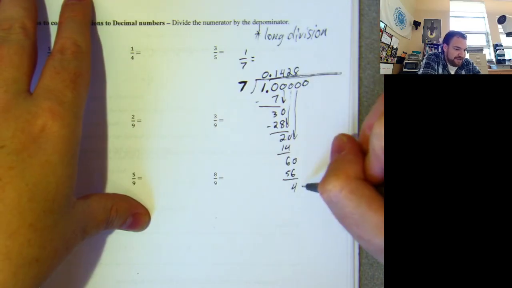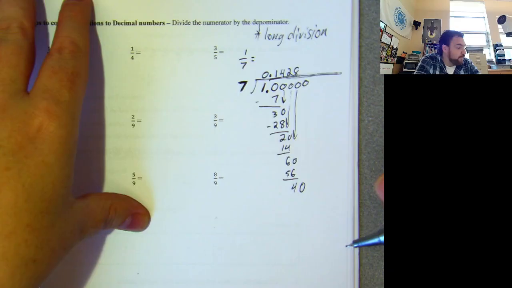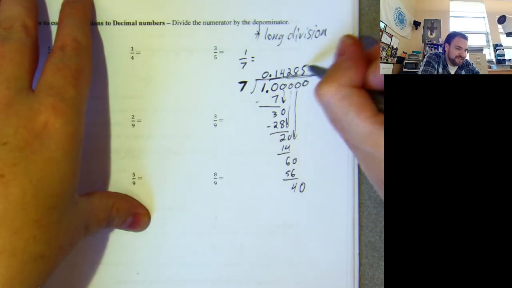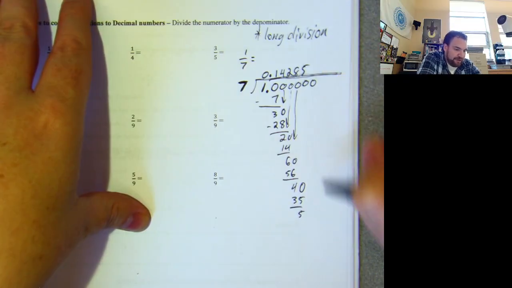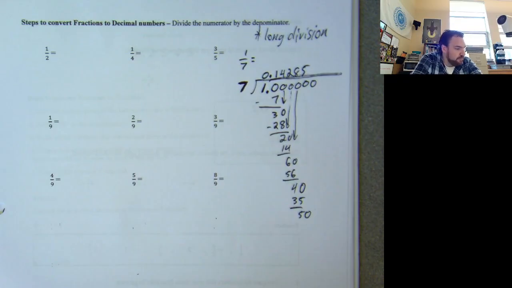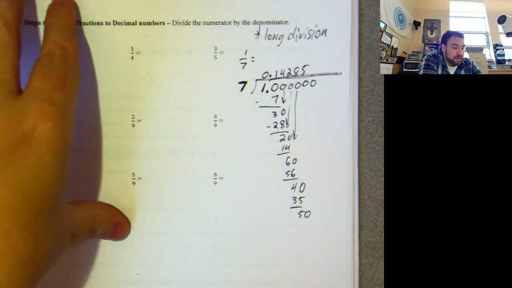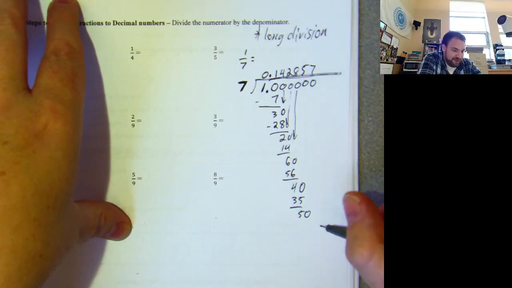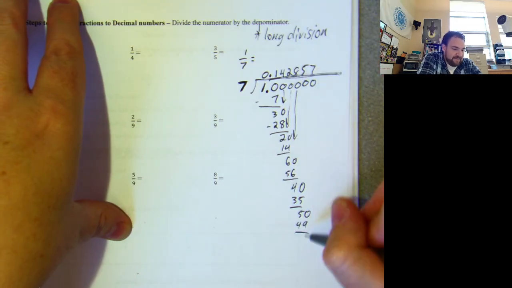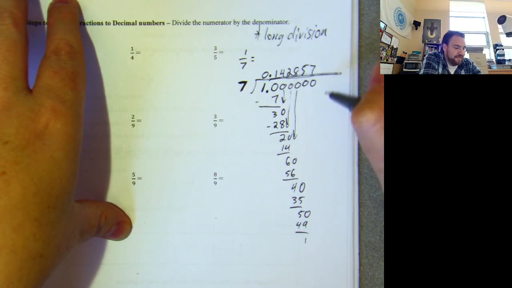Add a 0. Bring it down. How many times does 7 go into 40? 5, because 7 times 5 is 35. Do the subtraction. Add a 0. Bring it down. How many times does 7 go into 50? 7, because 7 times 7 is 49. 50 minus 49 is 1. Add a 0, bring it down.